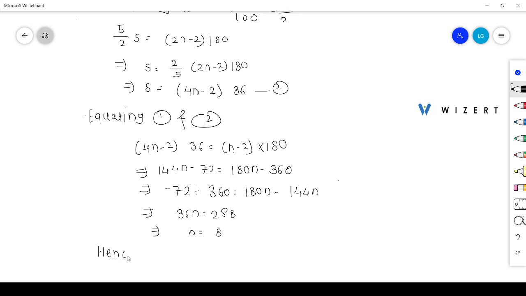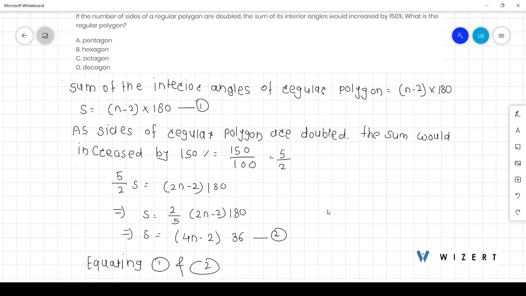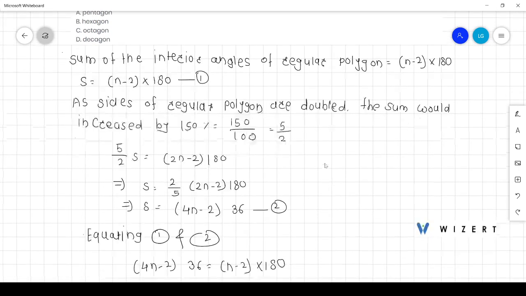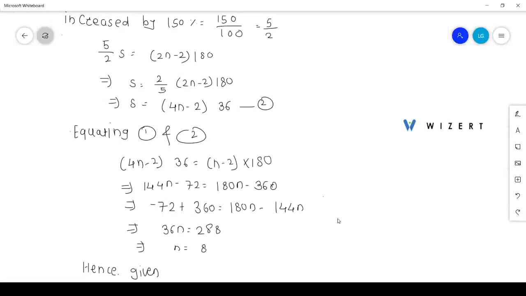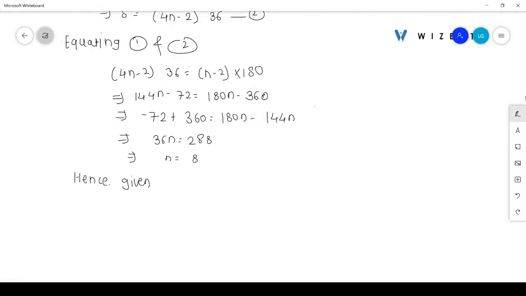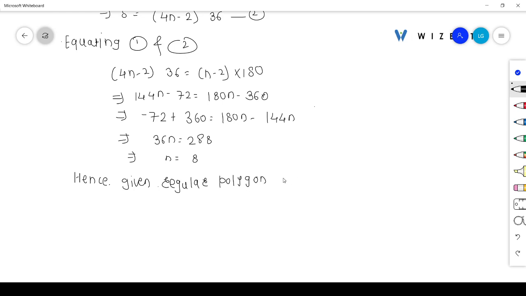Hence, as there are 8 sides, the given regular polygon is an octagon, which is our option C.